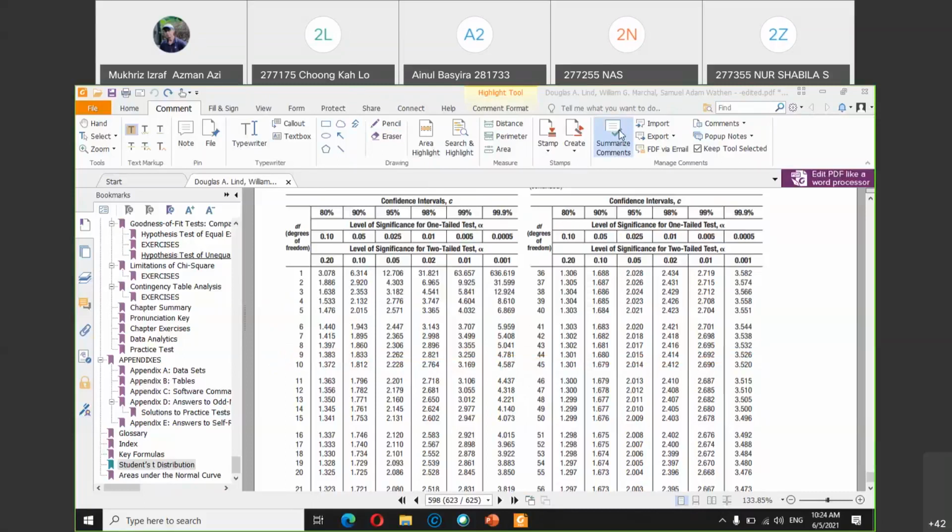So along this row, along this value, meaning 9. You have 6 values here to refer to. The one that is relevant to you will be under 95% CI, which is 2.262. So that's how you read the table here.